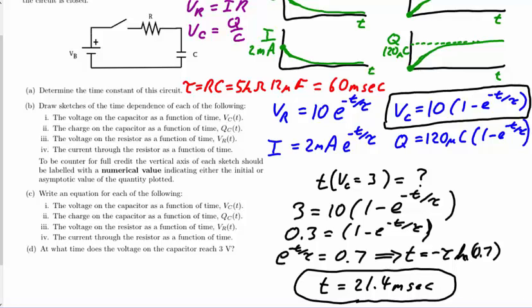Don't forget to review on your own the transient analysis of discharging a capacitor, in which all quantities in the system are falling exponentials, no rising exponentials at all.